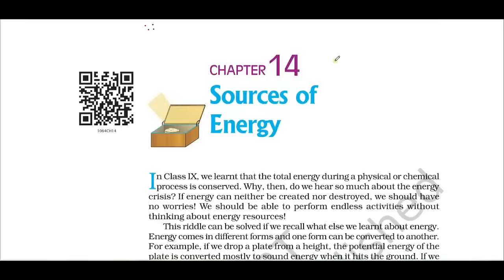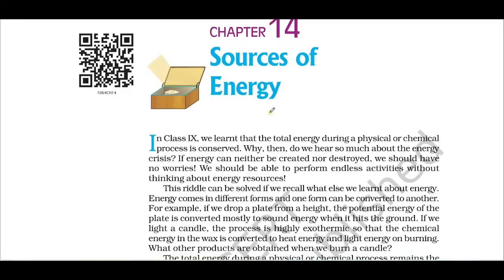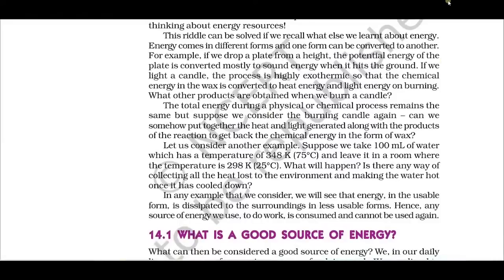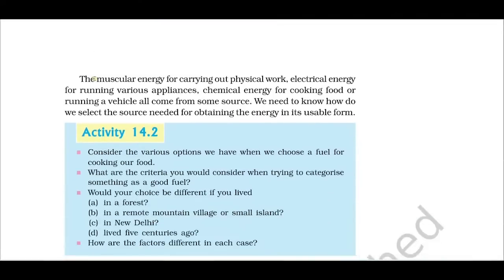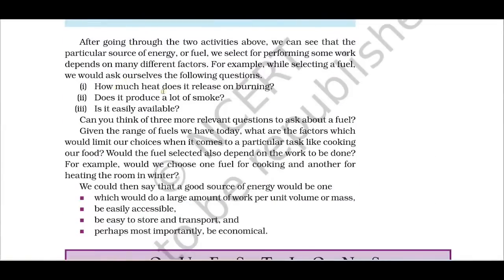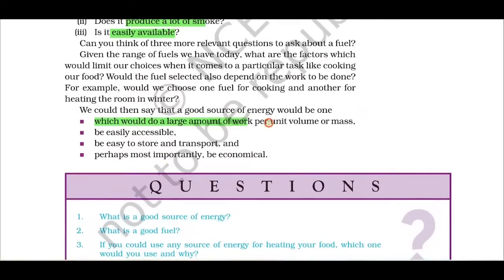So the next unit, the sources of energy. From this chapter you can expect around 4 to 5 marks or a minimum of 3 marks. You should know what a good source of energy is, and its characteristics. The characteristics of a good source of energy are: it should release a large amount of heat on burning, it should produce less smoke, and it should be easily available. That is, it should give a large amount of work per unit volume or mass. It should be easily accessible. It should be easy to store and transport. Perhaps importantly, it should be economical.